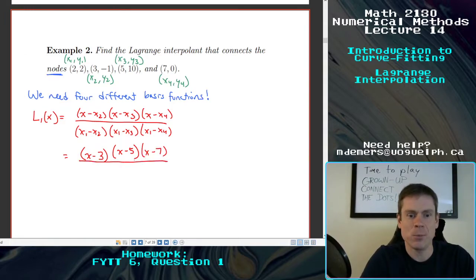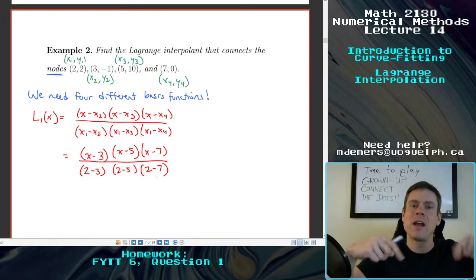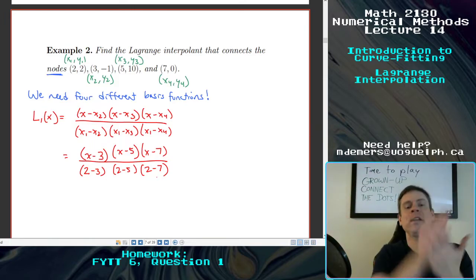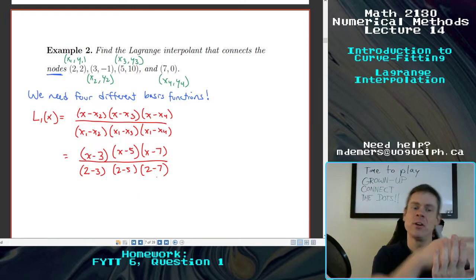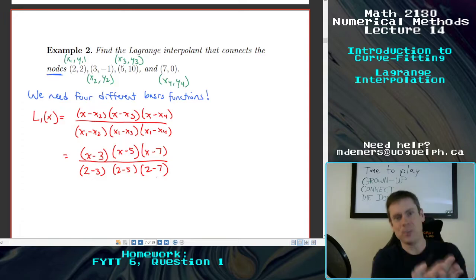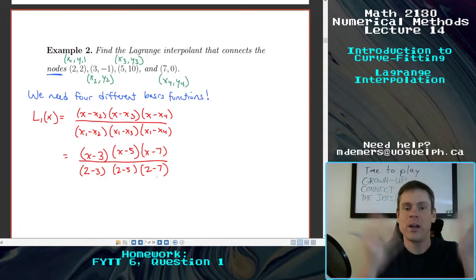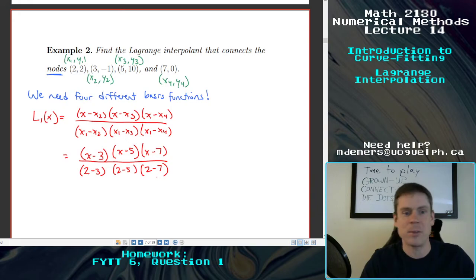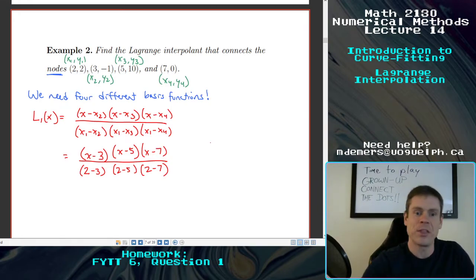And on the bottom, we're going to have here x1 minus x2. So 2 minus 3, 2 minus 5, and 2 minus 7. So it's almost like a pattern, right? A poem of some sort. X minus 3, x minus 5, x minus 7 over 2 minus 3, 2 minus 5, 2 minus 7. Create a song and get back to me on that one. I don't know. Do whatever you need to do to remember this or be comfortable with it at least.